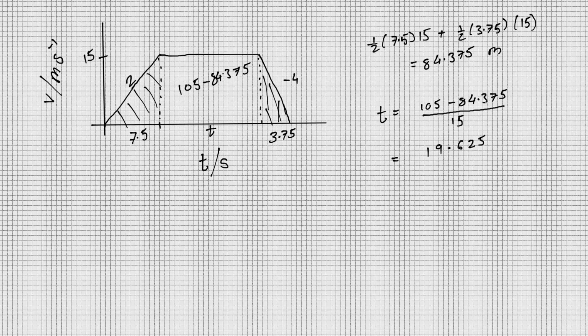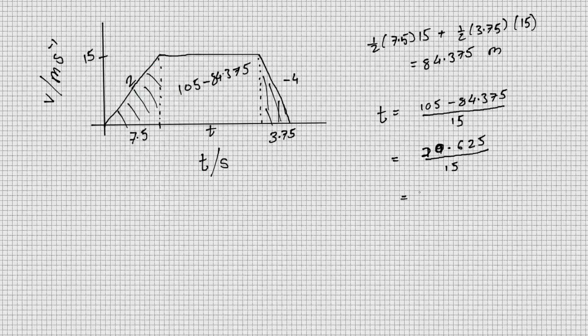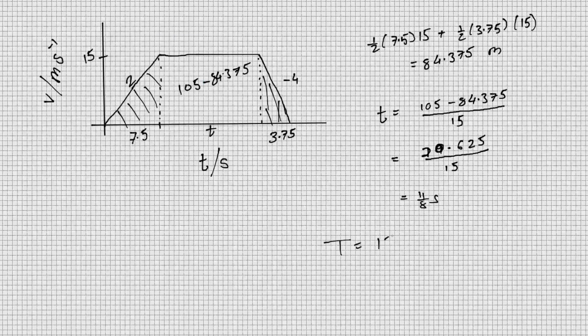Let's see, 0.625 and 0.375 makes 1. So that brings it up to 20.625 over 15. So let's see, we'll just use the calculator. 105 minus 84.375. I wonder if that's 20.625. Oh, good. Divided by 15. That's 11 over 8 of a second. So the total time would be that plus 7.5 plus 3.75. So that's 101 over 8, or 12.625 seconds.